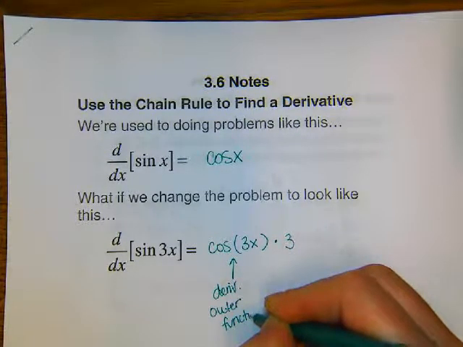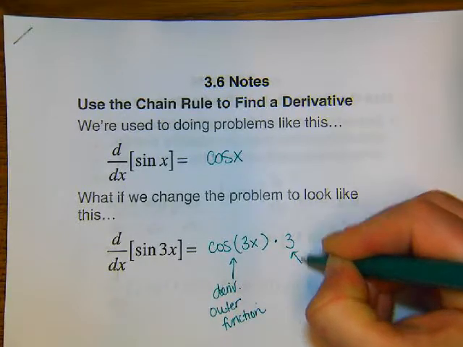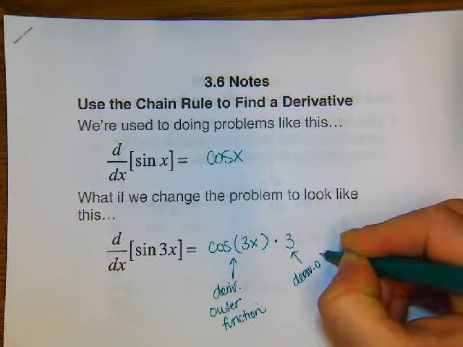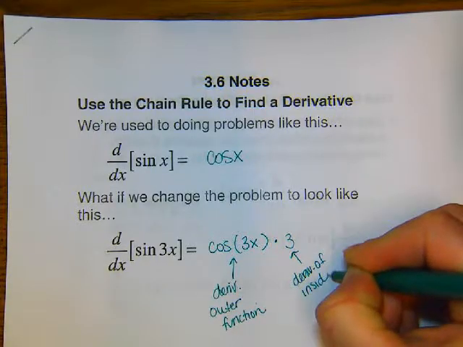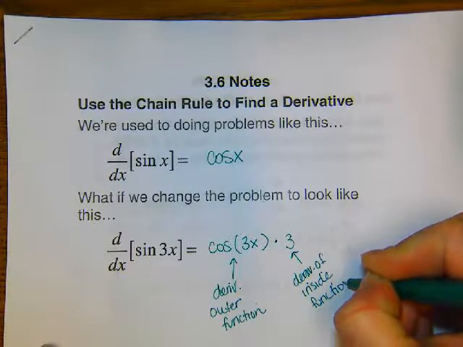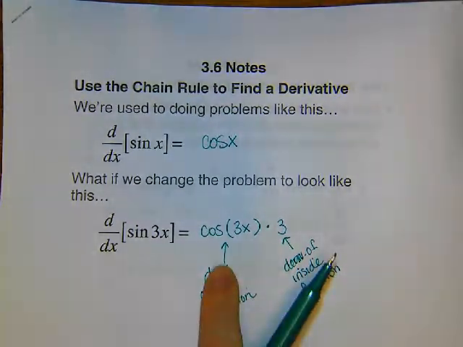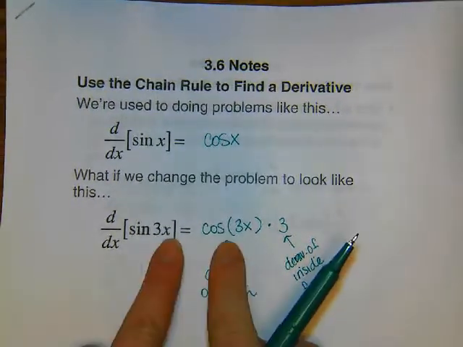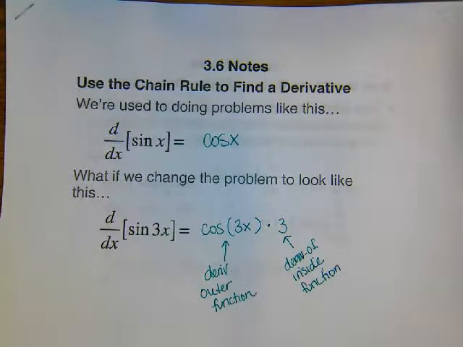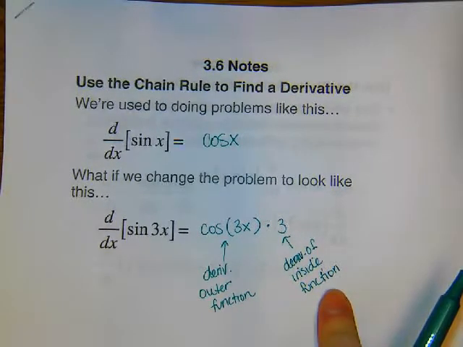And this is the derivative of the inside function. Okay, so we call this the outside-inside rule. So notice when I did the derivative of the outer function, how I left it the same, because I was taking the sine of the whole thing 3x. So I'm taking the cosine of the whole 3x, but then I'm taking the derivative of 3x, which is 3.